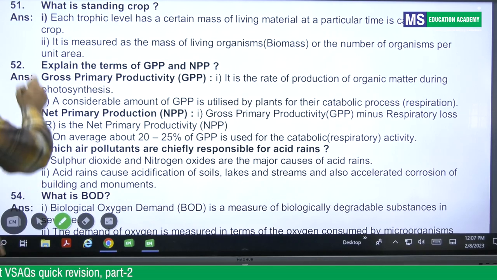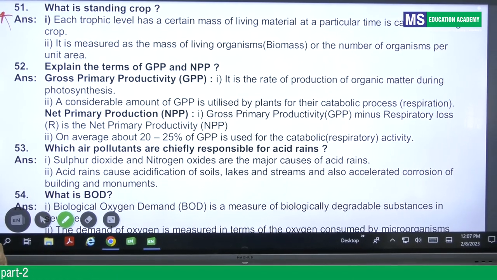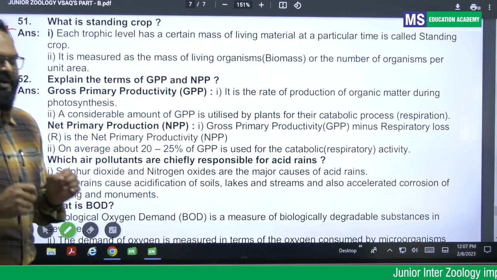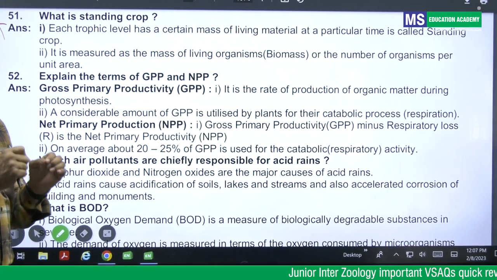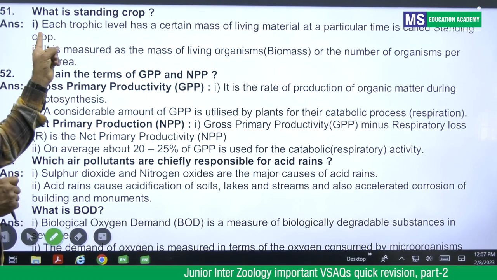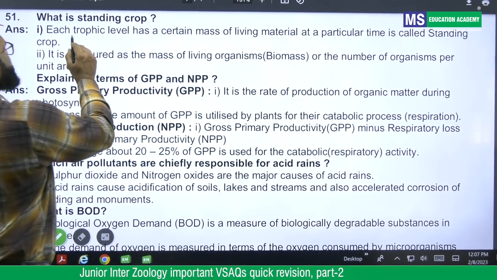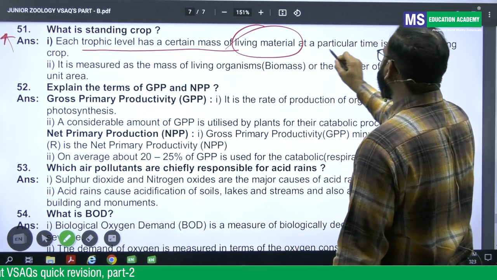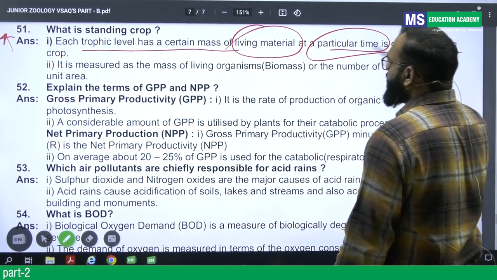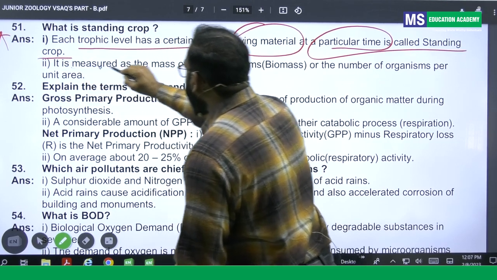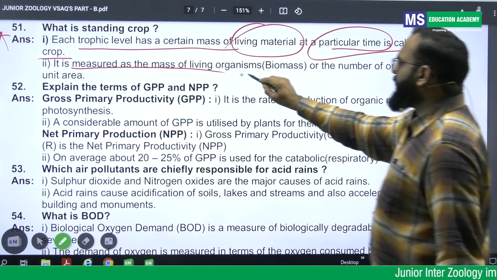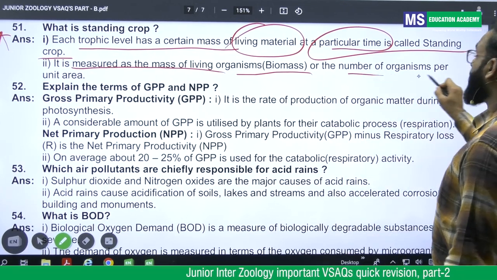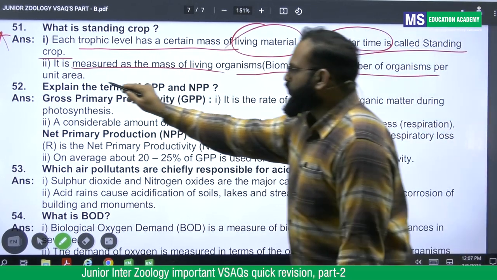Another important question, students: what is standing crop? The amount of biomass present at a particular time, in that particular period, is called standing crop. Each trophic level has a certain mass of living material at a particular time, which is called standing crop. It is measured as a mass of living organisms, biomass, or number of living organisms per unit area.